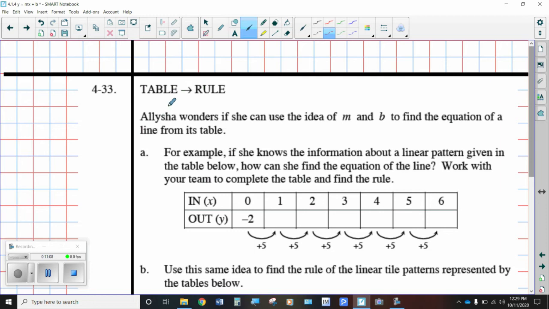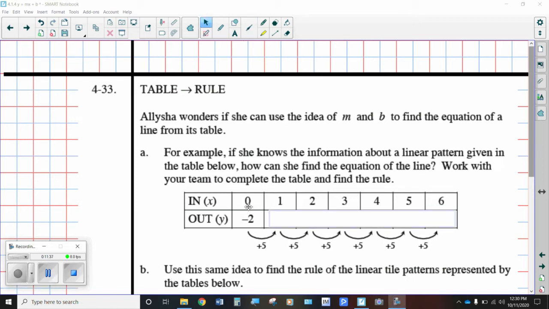All right, so table to rule. Alicia wonders if she can use the idea of the m and the b to find the equation of the line from its table. So let's go ahead and follow this growth pattern. This is saying that y increases by 5 every time that x increases by 1. So go ahead and fill in that data into your table and pause it. And then when you unpause, see if yours matches mine.